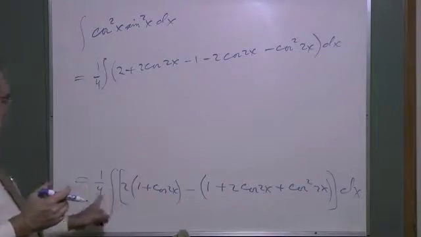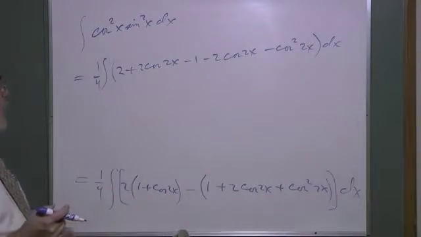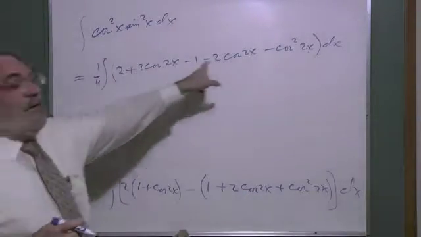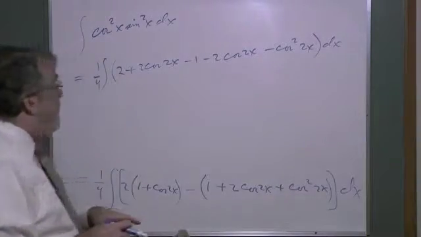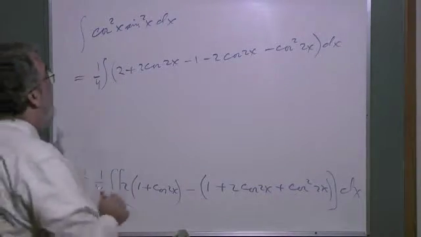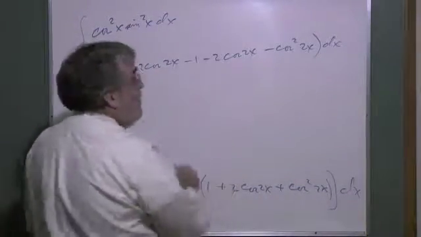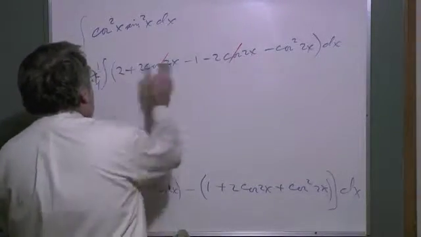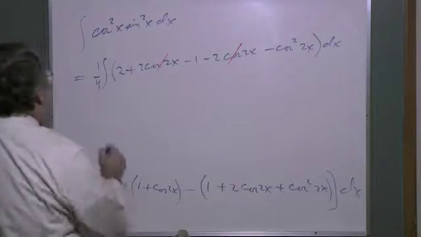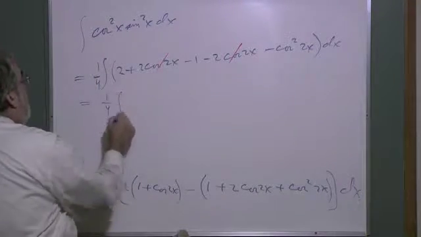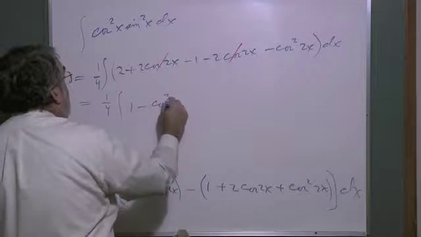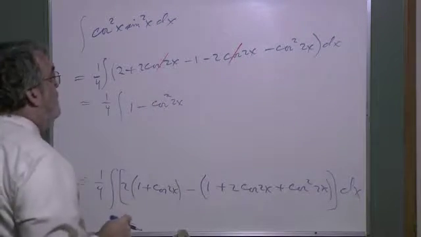When I multiply the 2 through here and remove the minus sign, I get this big long expression, and something rather nice happens here. The 2 cosine 2x and the minus 2 cosine x cancel one another, and I've got 2 minus 1, that'll be 1. So I end up with 1/4 integral of 1 minus cosine squared 2x.